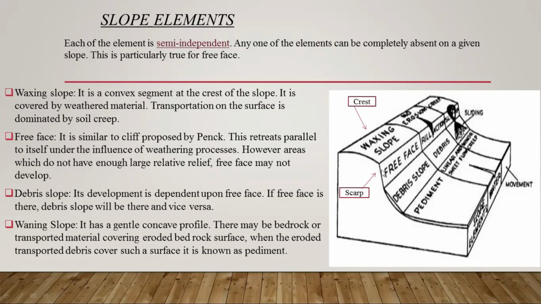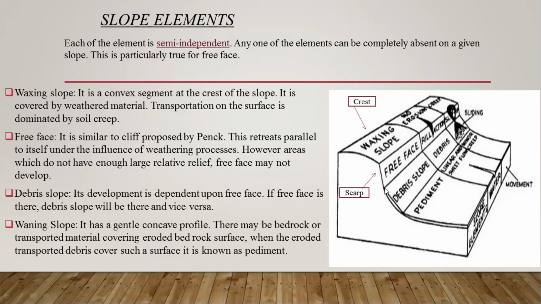Then we have this scarp face, which is the free face. Now, this free face, along with the debris slope, recedes back parallelly because of various weathering processes. Then we have the waning slope or the pediment. As you are seeing, this is a concave profile.